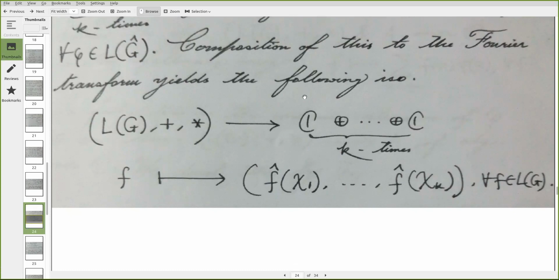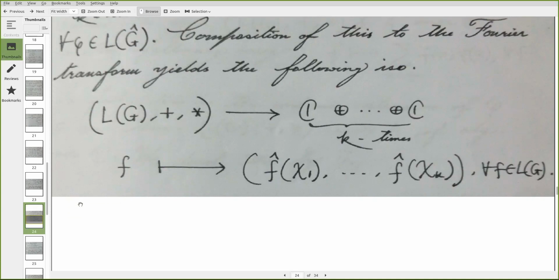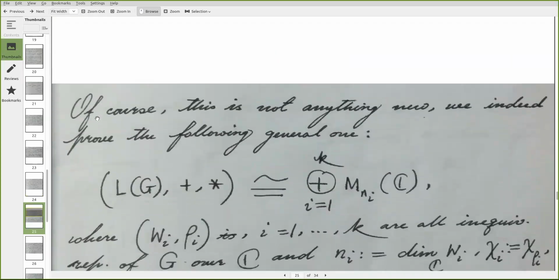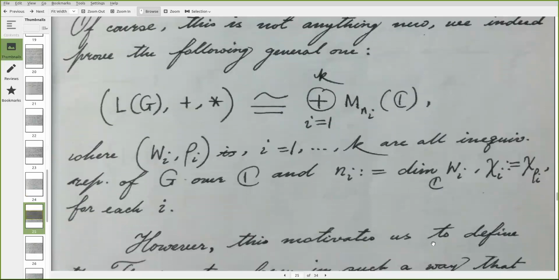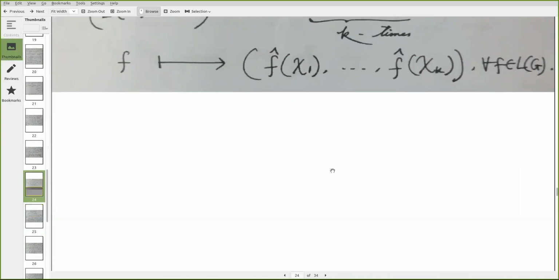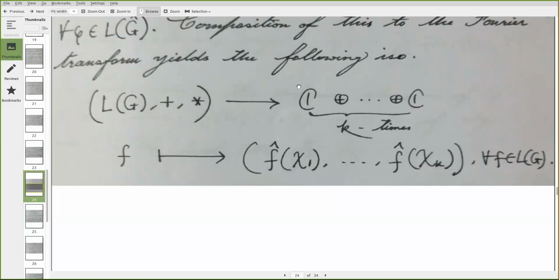Okay. You may wonder why I am saying this, because it is nothing new. In fact, when G was any finite group, we proved the following isomorphism, from the group algebra to the direct sum of matrix algebras, where these n_i's are the dimensions of the irreducible representations, which we write as rho i. So in general, this is what we have seen. Of course, as a particular case, we get this isomorphism.